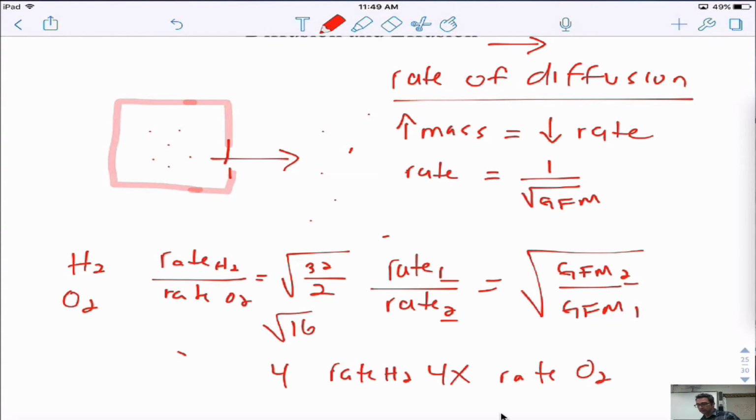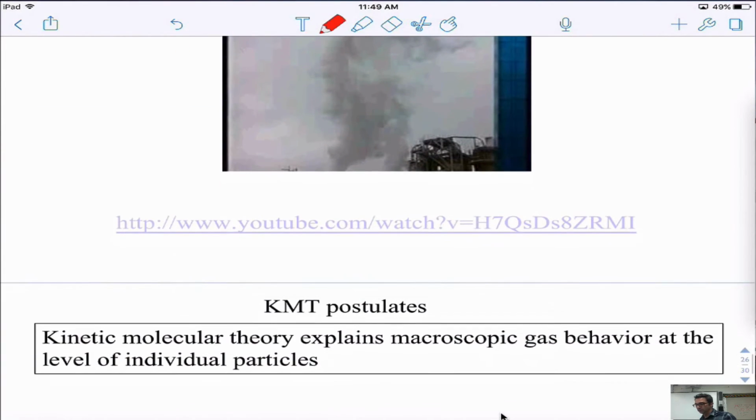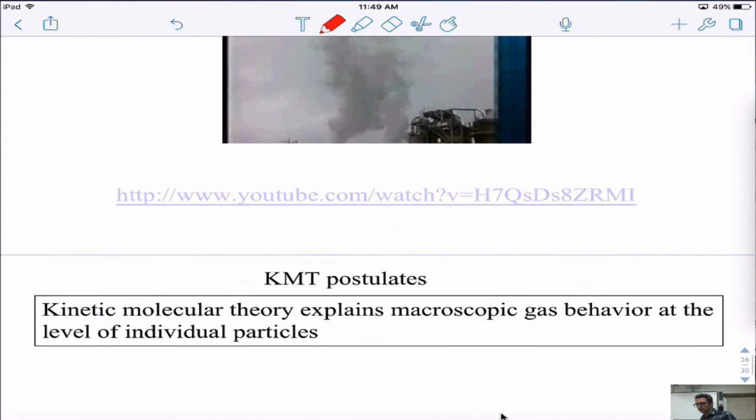If hydrogen is moving at a rate of 10 meters per second, then oxygen will be moving at a slower rate, 1/4 of it, 2.5 meters per second. They're relative rates to one another. So I'll show you the demo. This is the law of diffusion and effusion, Graham's law.